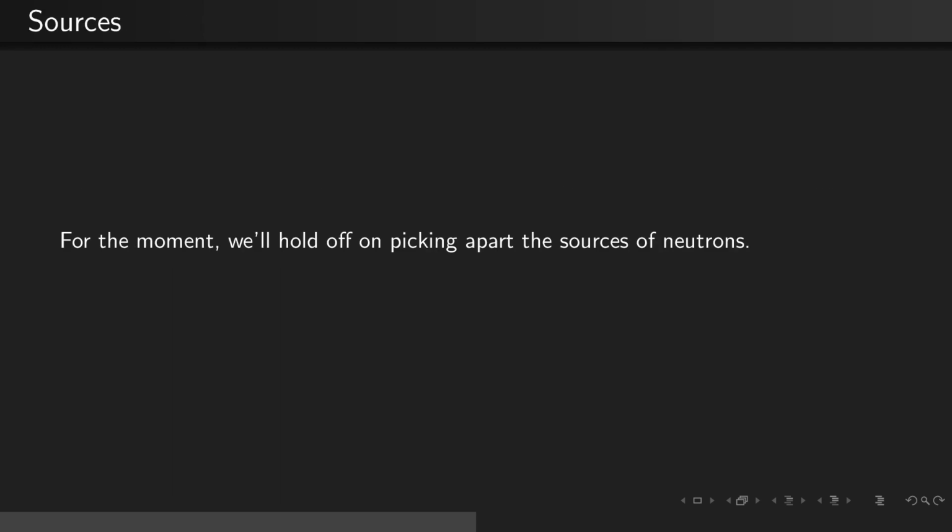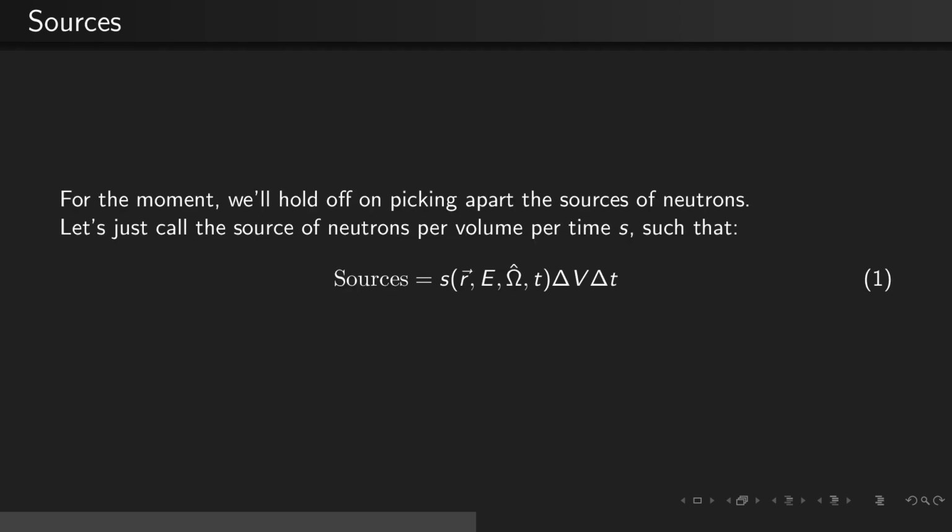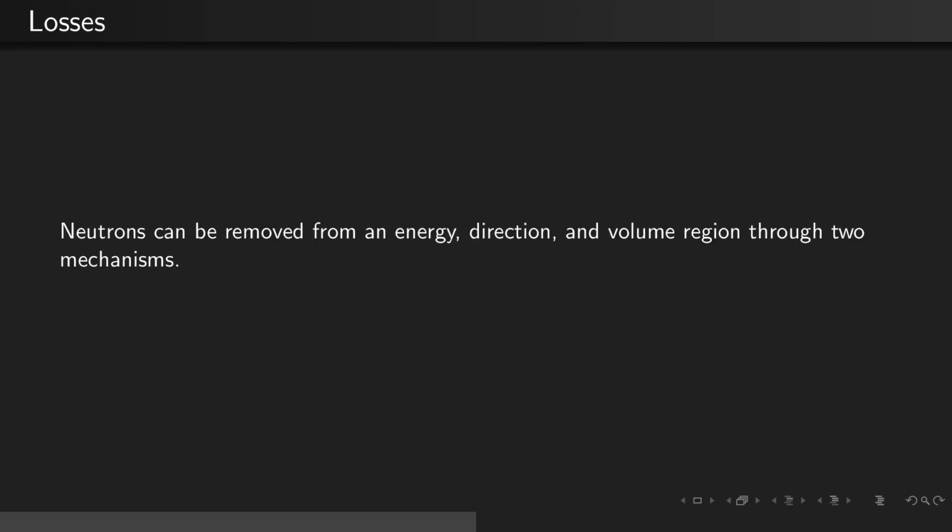For the moment, we'll hold off on picking apart the different sources of neutrons in the system. Let's just call the source of neutrons some function s times the volume element times the time period. On the other hand, neutrons can be removed from a particular energy, direction, and volume region through two primary mechanisms.